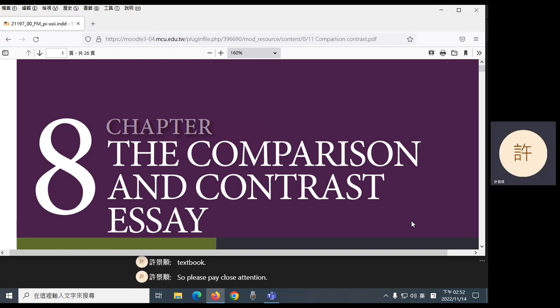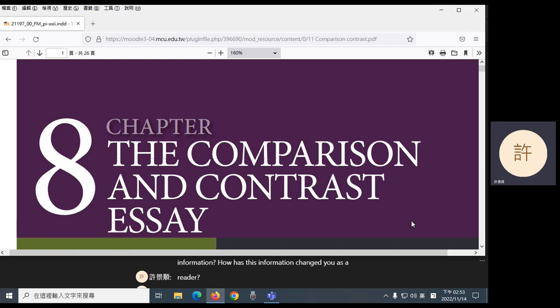A comparison contrast essay, like an exposition essay, like a cause-effect essay, has an introduction, a main body, and a conclusion. The conclusion, again, very similar, tells your reader what they should take away from this essay, and it pushes them to the future. What can you do with this information? How has this information changed you as a reader?